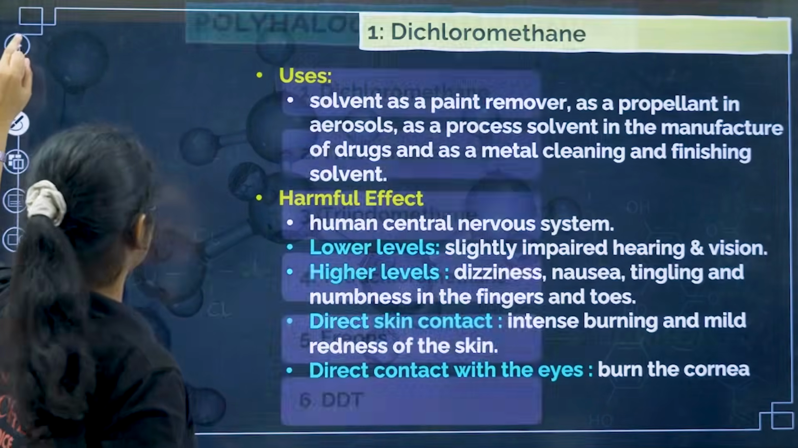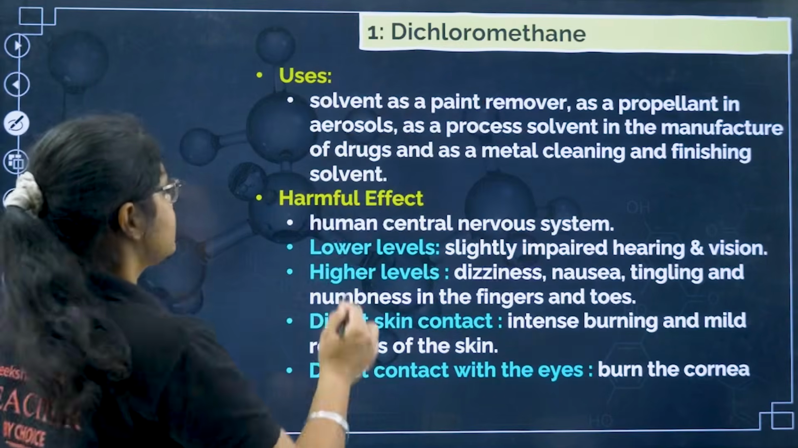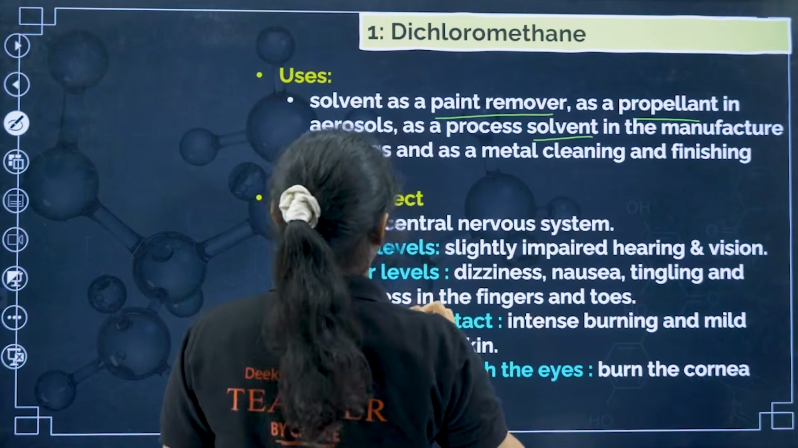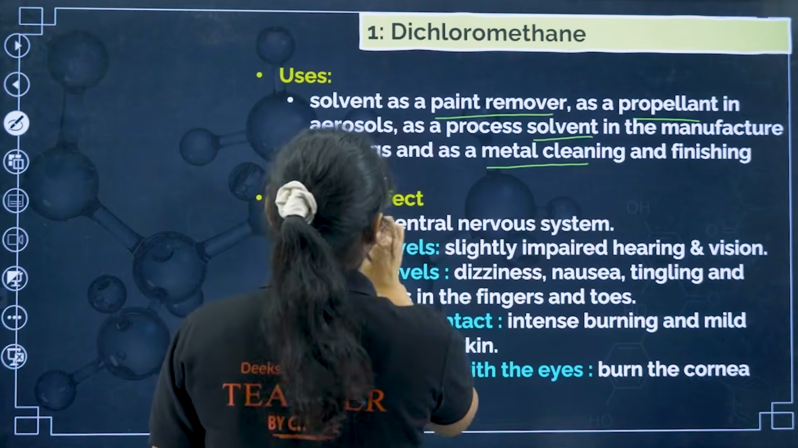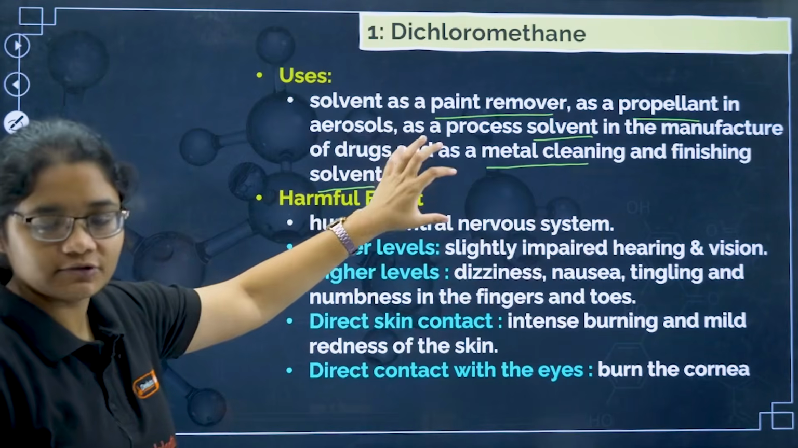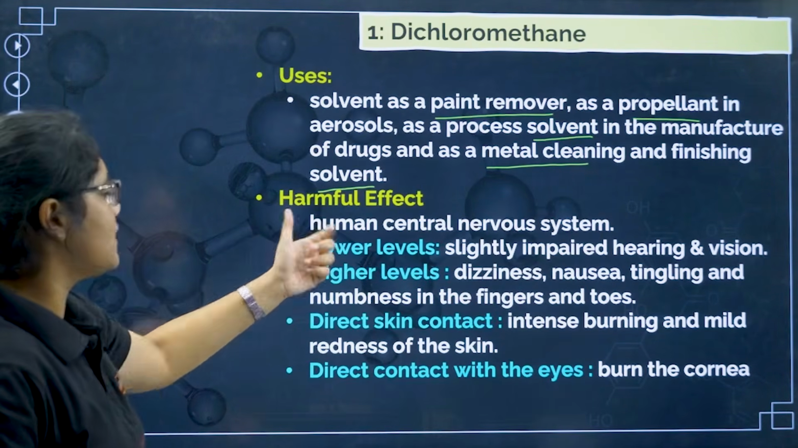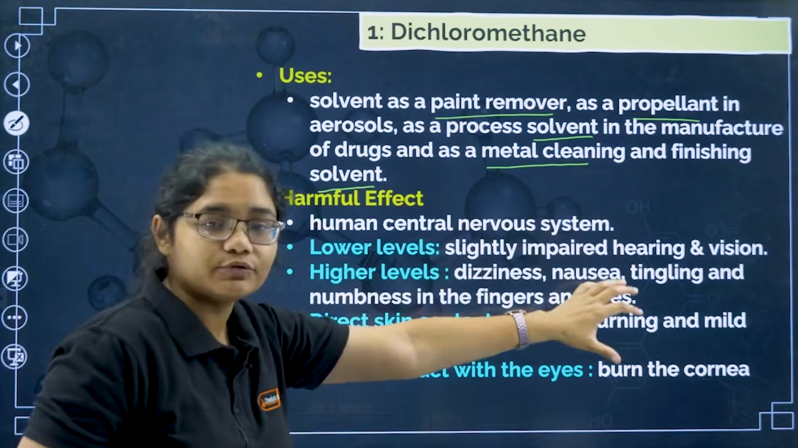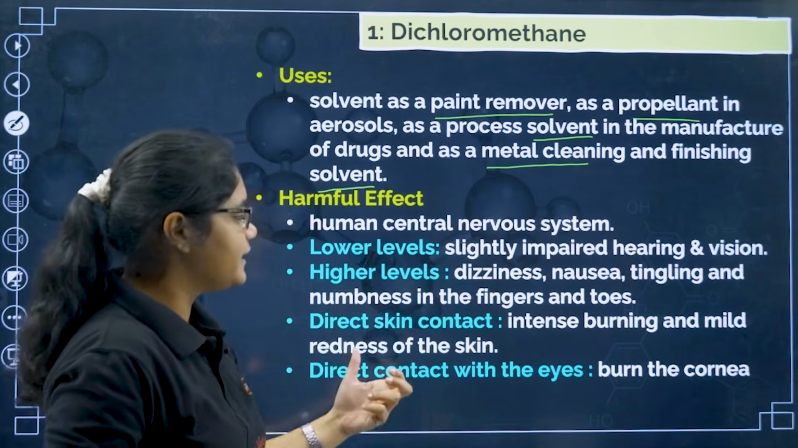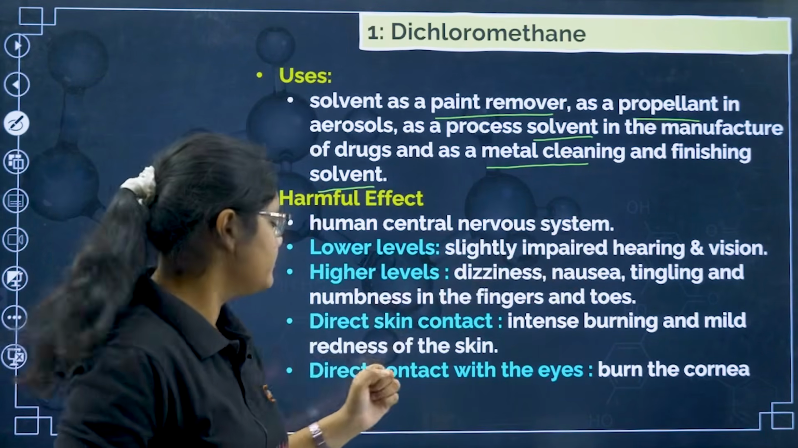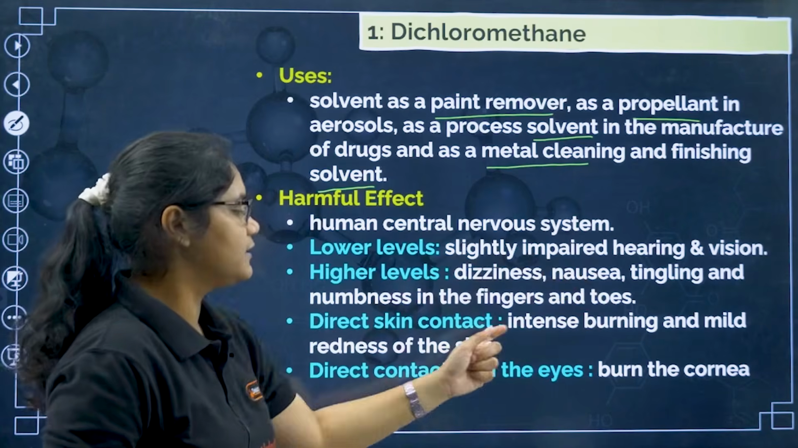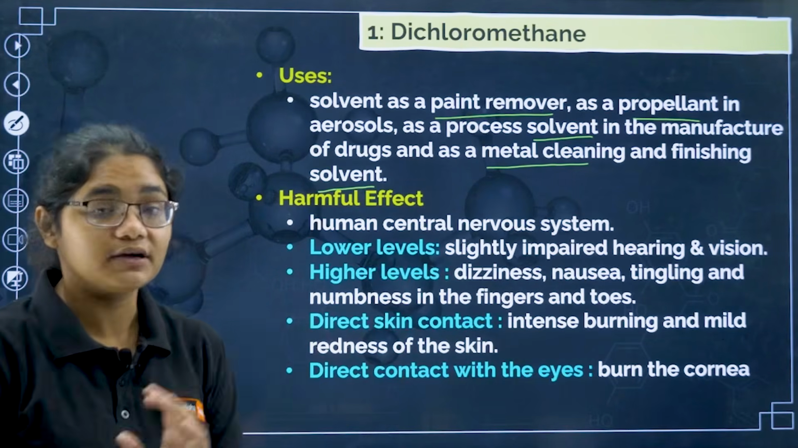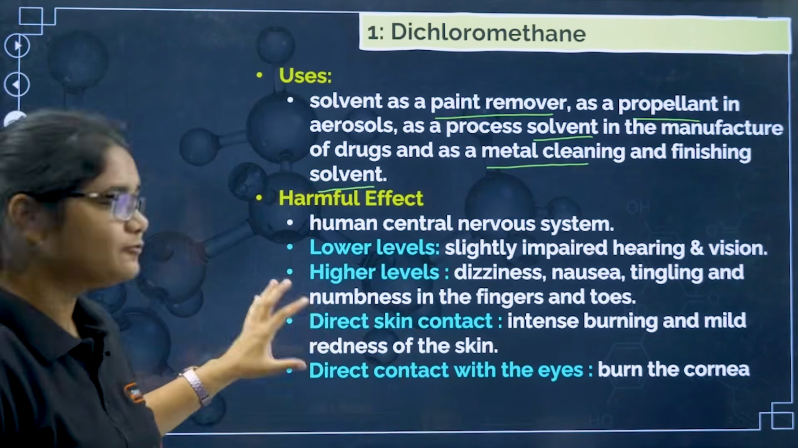Starting with the first compound, dichloromethane. It is used as a paint remover, as a propellant, as a solvent, and it is also used as a metal cleaning and finishing solvent. So these are some of the uses of dichloromethane. What is its harmful effect? It can be harmful at lower level. It can cause harm to the hearing and vision. At higher level, it causes dizziness, nausea and so on. If you have direct skin contact, it may cause a burning sensation, and if you have direct contact with the eyes, it can even burn the cornea. So this is a very harmful chemical.